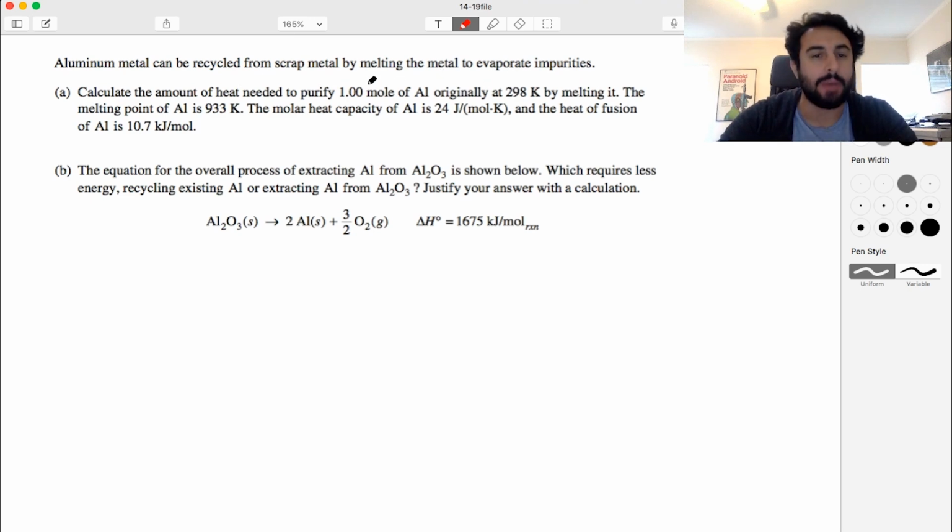Calculate the amount of heat needed to purify 1 mole of aluminum originally at 298 K by melting it. The melting point is 933 Kelvin. The molar heat capacity is this figure, and the heat of fusion is this figure.